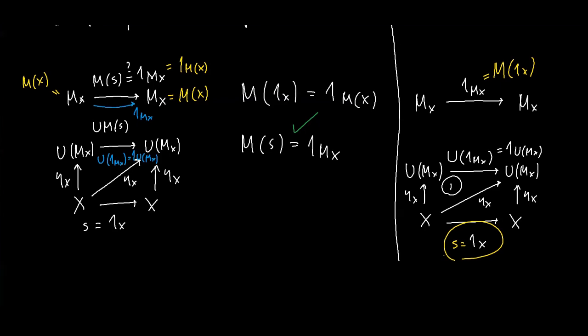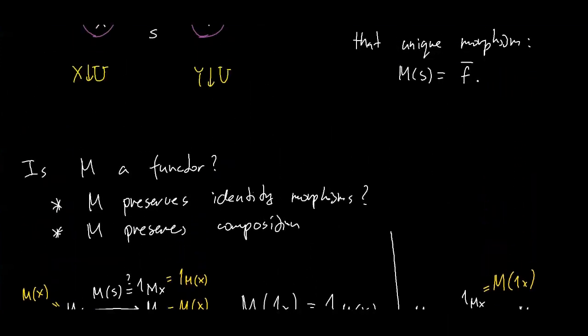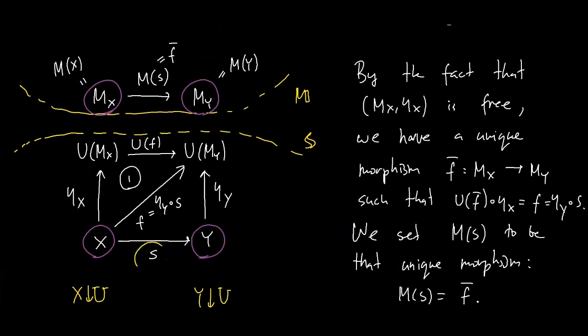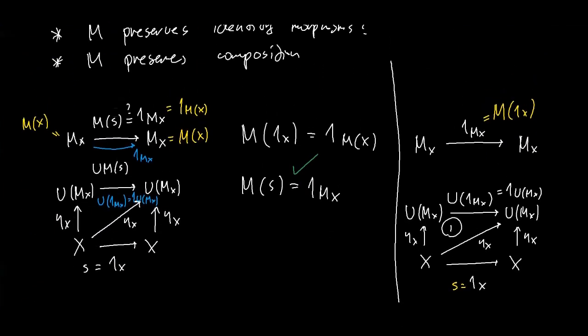Yes, I'm fine with that, because that's how we define M, right? We said that M of S is the unique morphism that makes the triangle commutative. Okay, so you're also fine with this, right, Alexander? You came up with the argument, so I expect that you'll be fine. Yes, totally. Okay, good. So we've proved that M preserves identity morphisms.